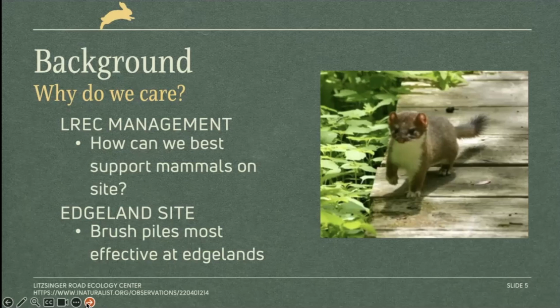And the second is that, like I mentioned before, we're an edgeland site. So this can be really unique and relevant to a lot of animals, because specialists that need a big, high quality forest that's massive, thousands of acres, may not exist here, but some species may enjoy it here. And so brush piles tend to be most effective at edgelands, where you have a difference between one habitat versus another, because a lot of specialists may need that habitat that a brush pile can provide at an edgeland site.